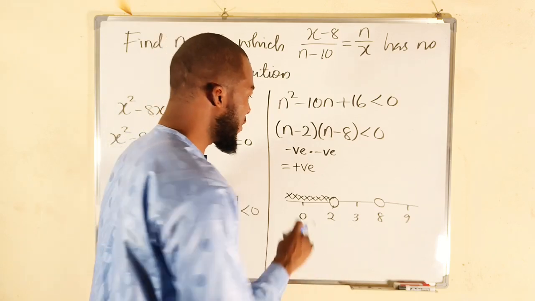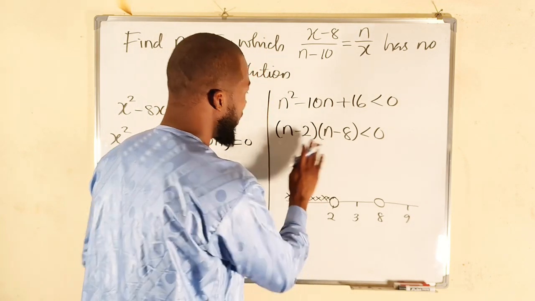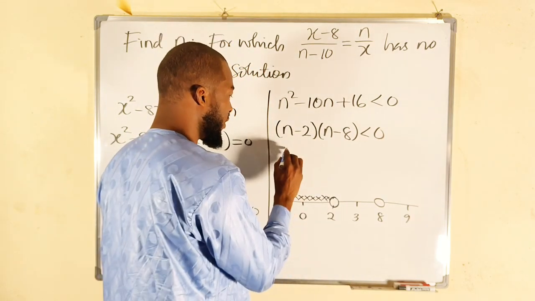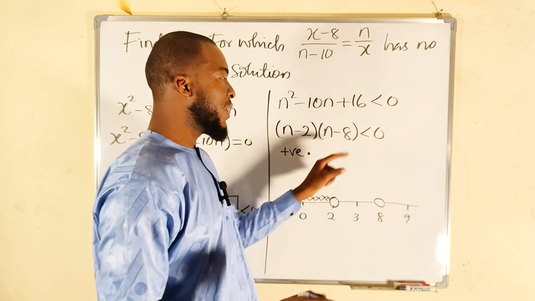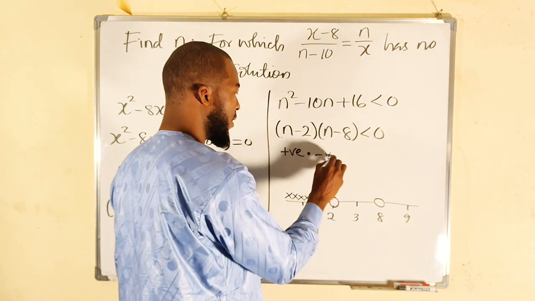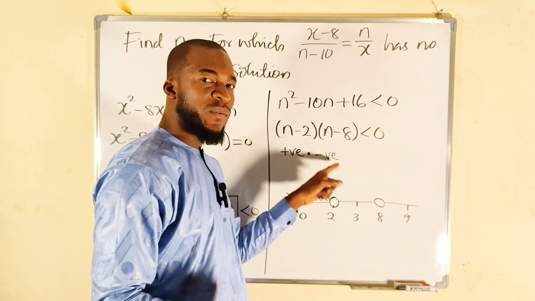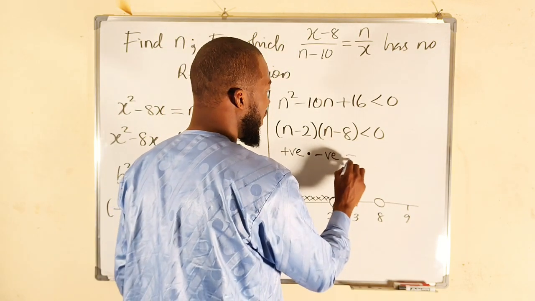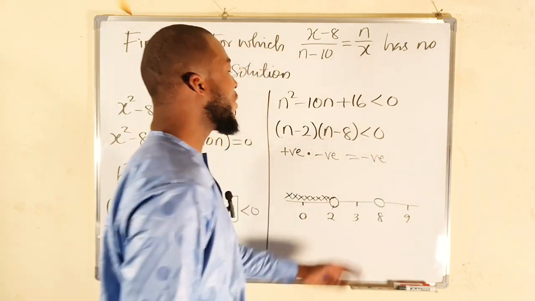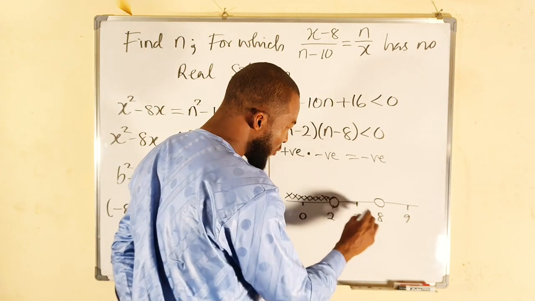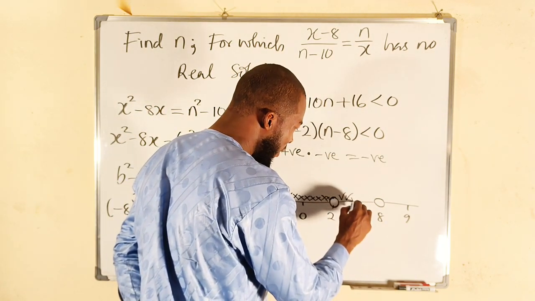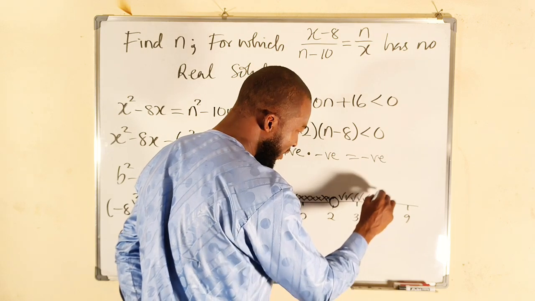Then let us choose, or test, 3. 3 minus 2 is positive, multiplied by 3 minus 8 is negative. And you know that multiplying a positive value by a negative value will give us a negative value. And you know that all negative values are less than 0. So between 2 down to 8, any value you pick here will satisfy the inequality.